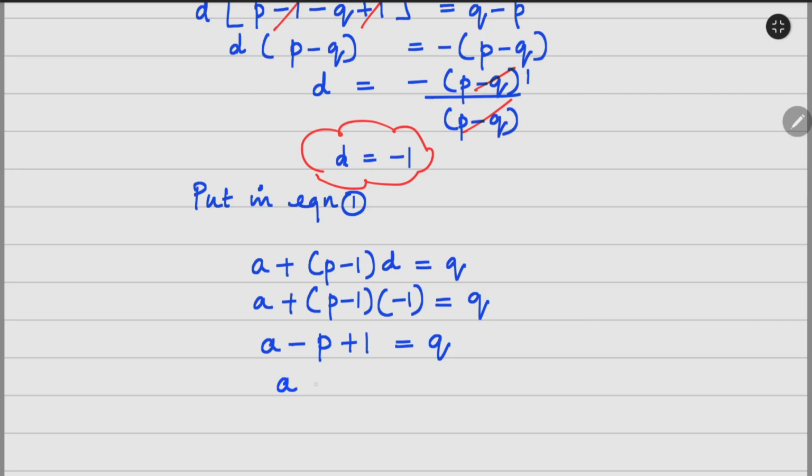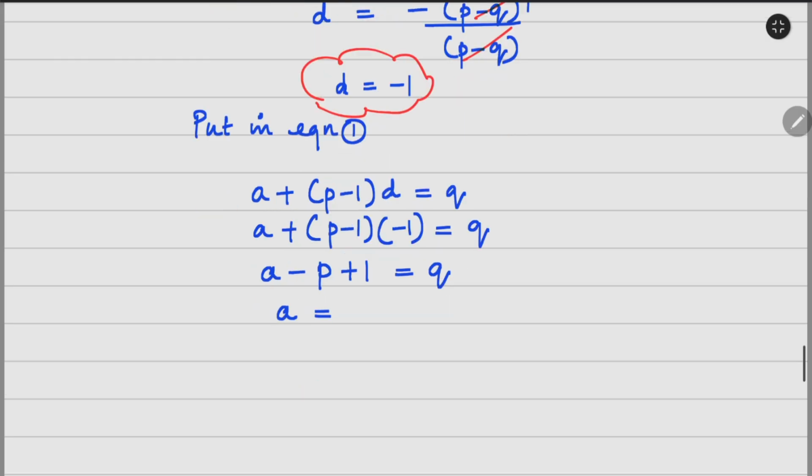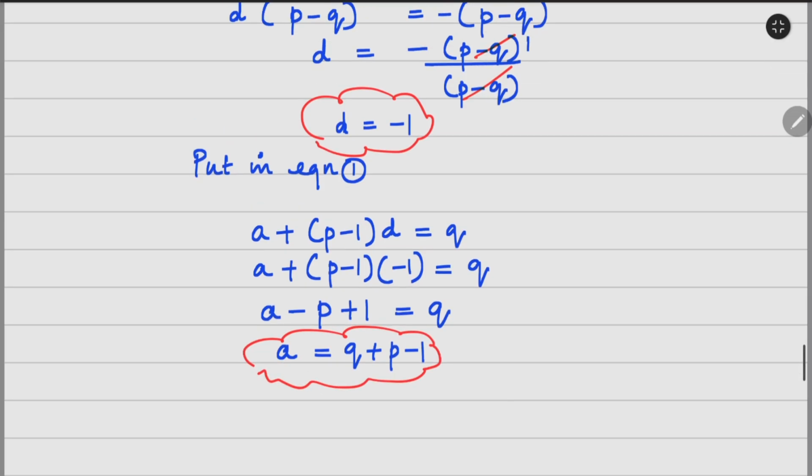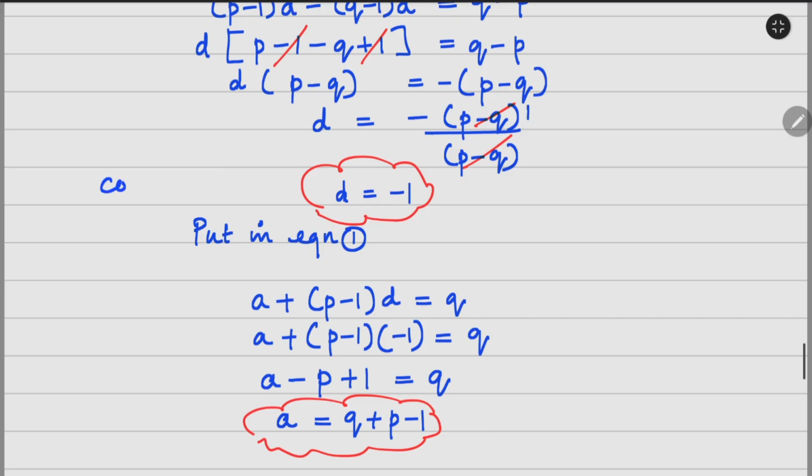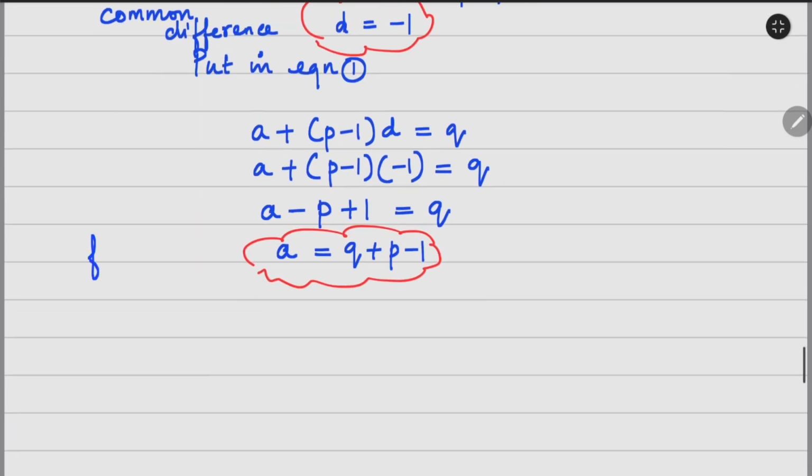So what is a equal to? p will go to the other side, so you have q plus p minus 1. So this is your first term, because you need to find both a and d. d is your common difference, nothing but the difference between any two consecutive terms. So we have found this. a happens to be the first term of the AP.